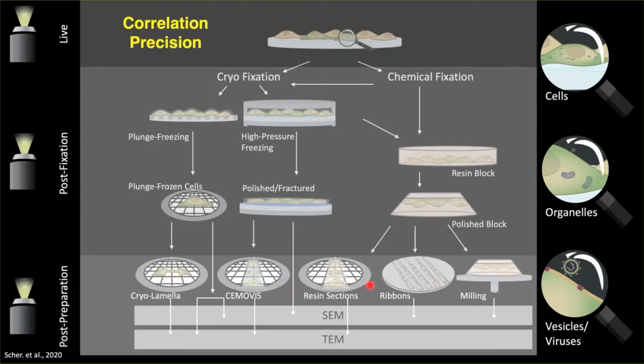Finally, we can also image after the cells have been fully prepared for electron microscopy. Some common examples that you may be familiar with: after we have milled a thin lamella under cryo conditions, or after we have sectioned under cryo conditions or in resin, or whether we have made thin ribbons for SEM analysis, or a block for SEM or FIB-SEM analysis. Irrespective, the sample is already at its final state. It has undergone this entire process, and therefore correlation precision will be the highest.